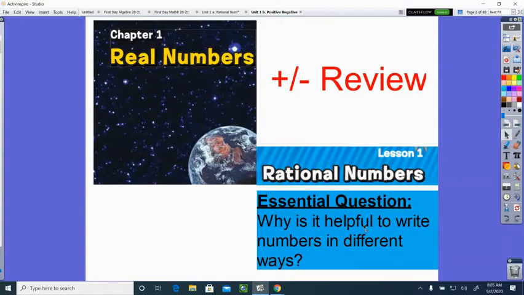Hi, everybody. So today we're going to do another lesson that is a review lesson. Basically, we are going to review our rational number operations. So we're going to just remind ourselves about those positive and negatives, basically. Again, we're working with the essential question of why is it helpful to write numbers in different ways? We're getting ready to head into using some exponents. So we want to get our positive and negatives all back up into the front of our brain.